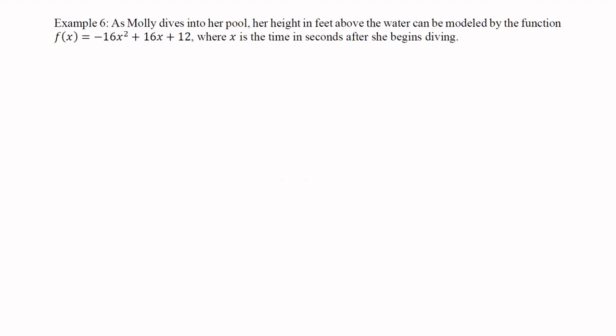As Molly dives into her pool, her height in feet above the water can be modeled by the function f of x equals negative 16x squared plus 16x plus 12, where x is the time in seconds after she begins diving. How high is the diving board? This is going to be her starting height, so we're looking for our y-intercept. So we're going to plug 0 in for x, and we're going to get that our starting height is 12 feet.